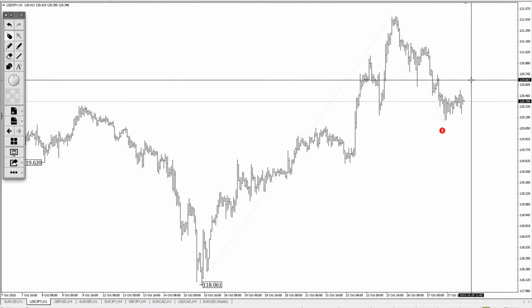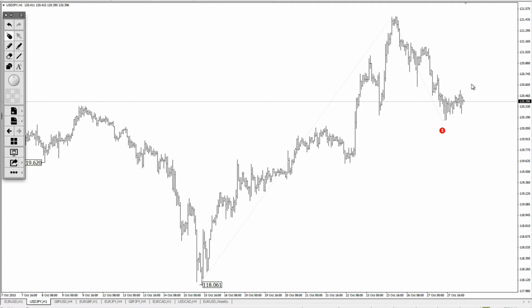126.5, 127 to be sure that the upwards move has started, or we can enter here and put a very wide stop loss. Stop loss would then need to be around 119.5 levels, 119.6 levels. So I'm not going to enter yet. I'm going to look at this pair during the trading day, and when I see a more solid structure to the upside, then I will enter a buy order here and expect a 200 pip move to the upside eventually.